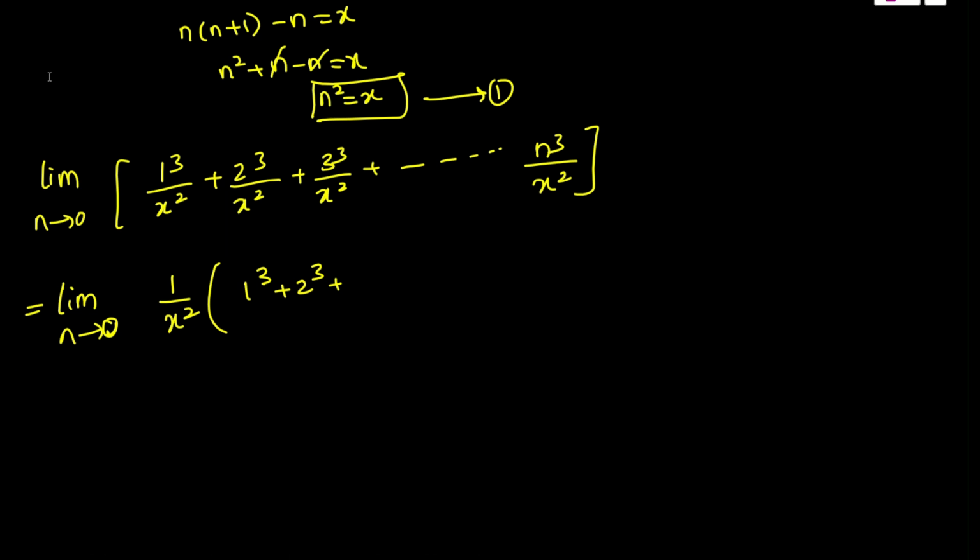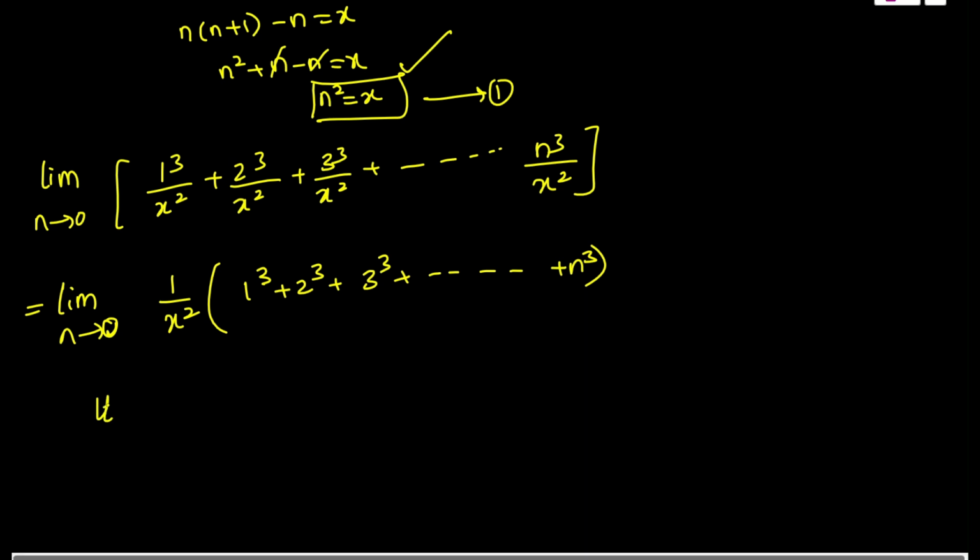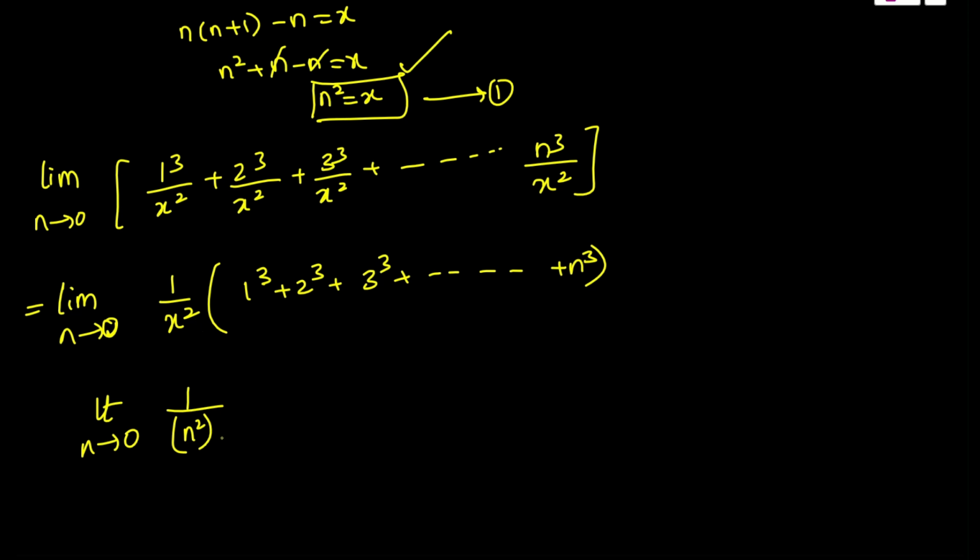I'm sorry. Let me rewrite. So this is simply 1 cube plus 2 cube plus 3 cube and so on up to n cube. Is it okay? So if you replace x with n square, what happened to this? This is limit n tends to 0. 1 by x is nothing but n square, and here you are having x square, which is whole square.